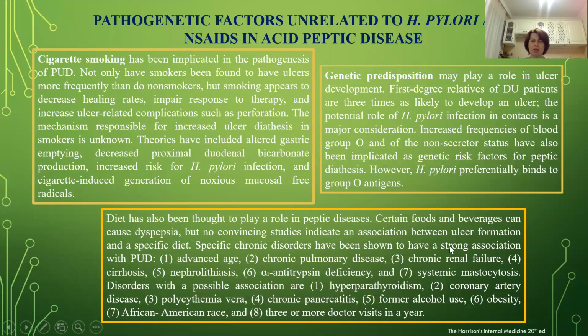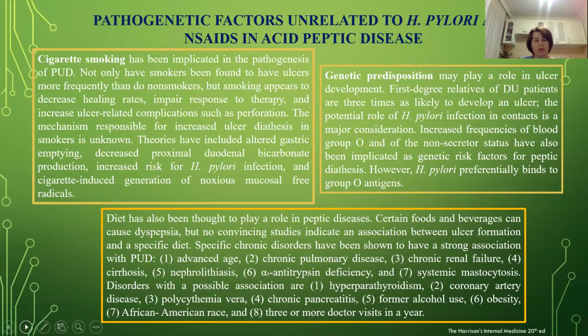Increased frequency of blood group O and non-secretor status have also been implicated as genetic risk factors for peptic diathesis. However, Helicobacter pylori preferentially binds to group O antigens. So group O, or first group, is at risk of Helicobacter pylori infection and the diseases which this microorganism can actually cause. Diet is also one of the etiological factors and plays a role in peptic disease pathogenesis.